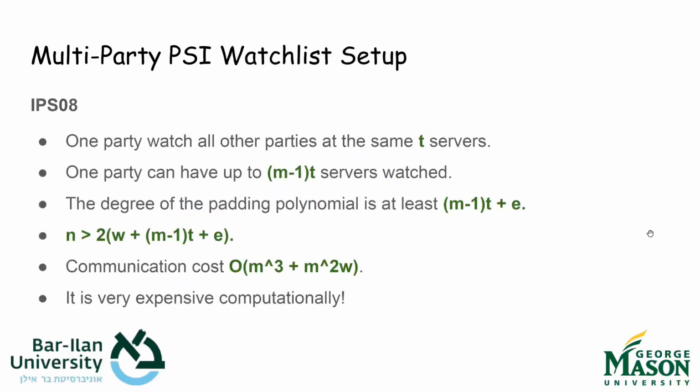Without our optimization, the watchlist setup would be very inefficient. As in the IPS compiler, each party will have T shares learned by one other party. Altogether, M-1 parties can each learn T shares. In order to preserve privacy, the input polynomial needs to have a degree of at least (M-1)T plus E. And the instantiation of the multi-party watchlist is very expensive.